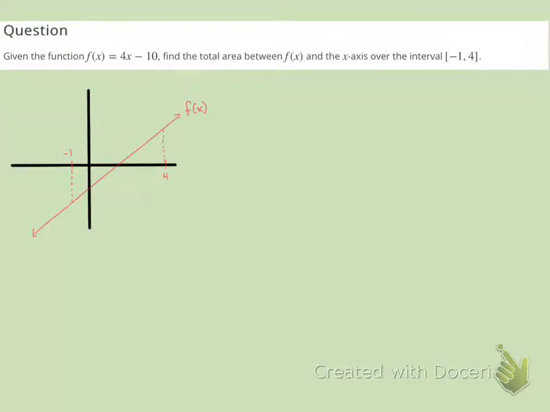Hi everyone. This is the third practice problem for this section. It says, given the function f of x equal to 4x minus 10, find the total area between f of x and the x-axis over the interval from -1 to 4.